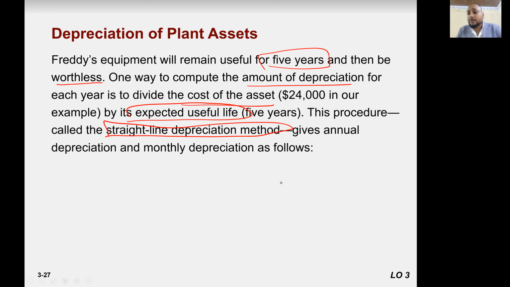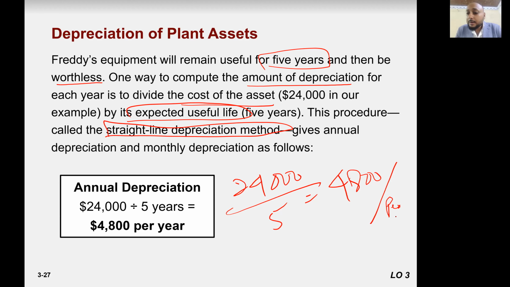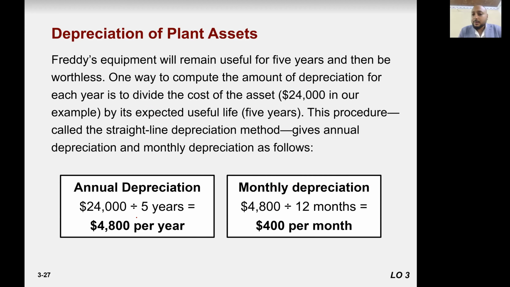So how are we going to calculate the depreciation? 24,000 divided by the useful life of 5 means 4,800, and that is per year. Per year. Be very careful about the dates. So monthly, you divide 4,800 by 12. The answer is going to be 400.